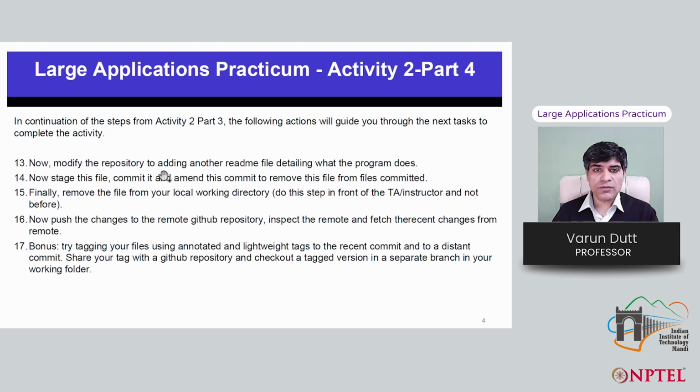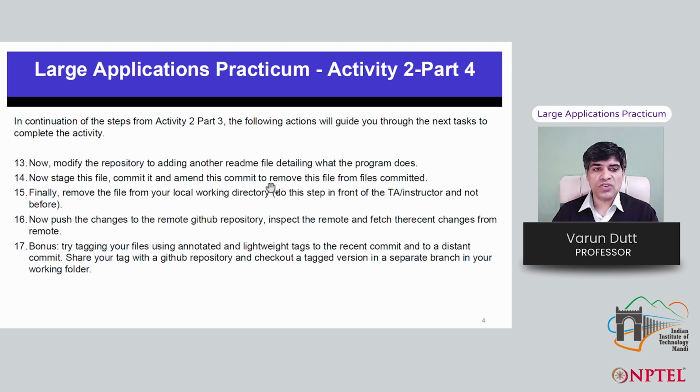The activity for this lecture is to try out what we just learned. First, modify a repository to add another README file detailing what program it does. Remember, now that we have added a file to the repository, we need to track it. So we need to add, stage it, and then we can commit it. Then we can also amend this commit, as we have already looked at how to amend commits, and remove this file from the files committed.